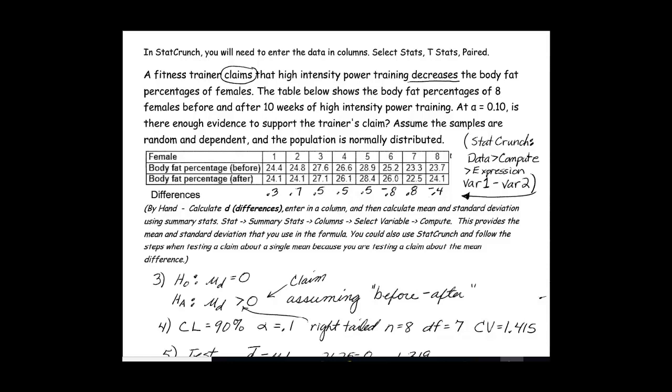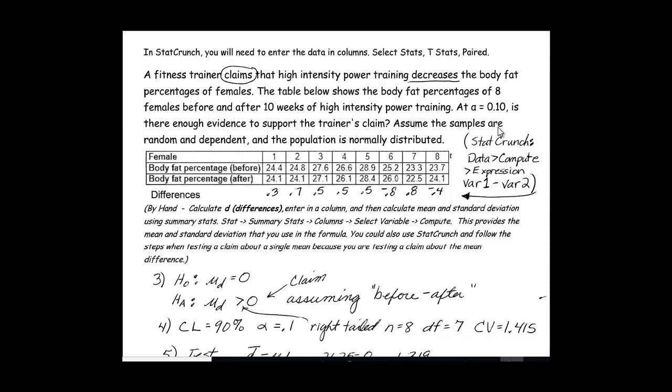Okay, in this example, we're going to be dealing with a single population, but two sets of data from that single population. A fitness trainer claims that high-intensity power training decreases the body fat percentages of females. The table below shows the body fat percentages of 8 females before and after 10 weeks of high-intensity power training. At alpha set equal to 10%, is there enough evidence to support the trainer's claim?